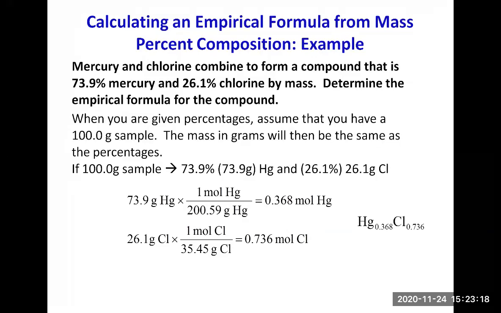So you divide both subscripts by the smallest one. So here the smallest one is 0.368. So you divide both subscripts by 0.368. And so for mercury, it's going to be a subscript of 1. And for chlorine, it's 2. So it's going to be HgCl2. That's the empirical formula for mercury(II) chloride.